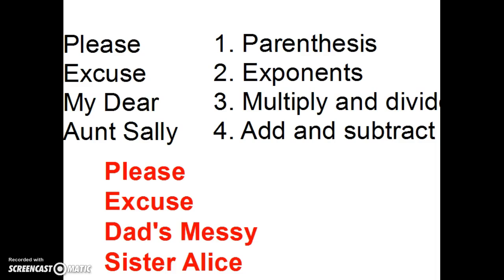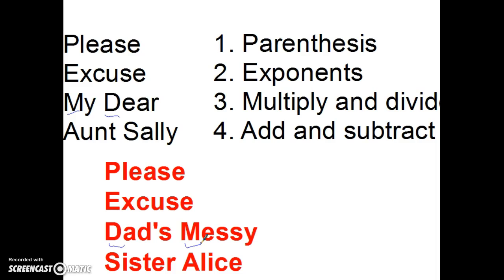We have a couple mnemonic tools we use to remember the order. Please excuse my dear Aunt Sally, and please excuse Dad's messy sister Alice. Why we have both of those is because my dear and Dad's messy stand for divide and multiply. We do whichever one comes first in the line.